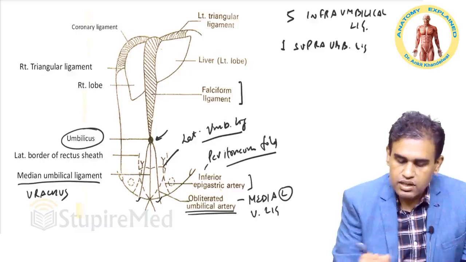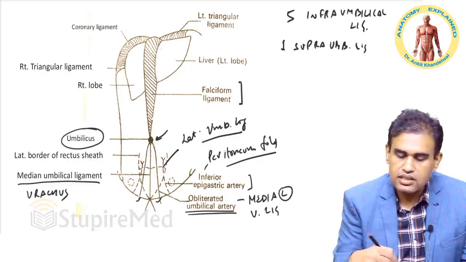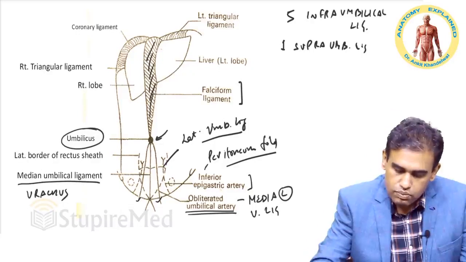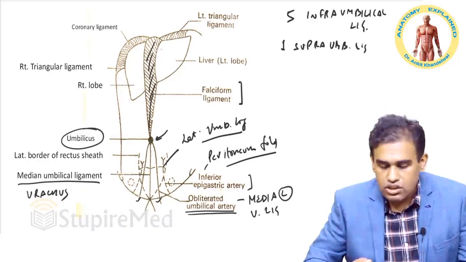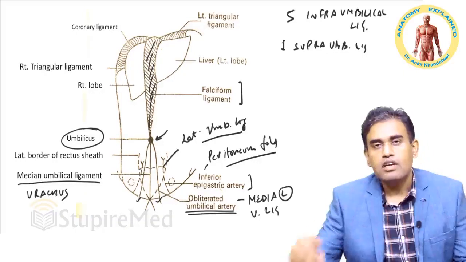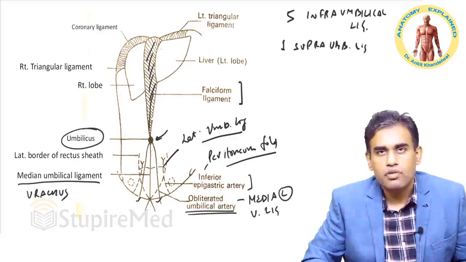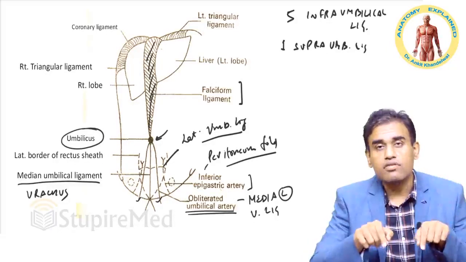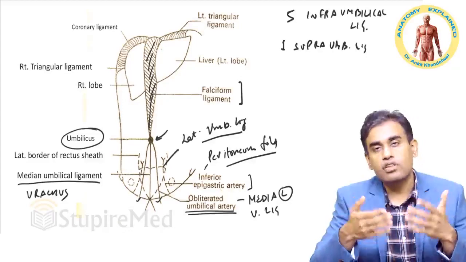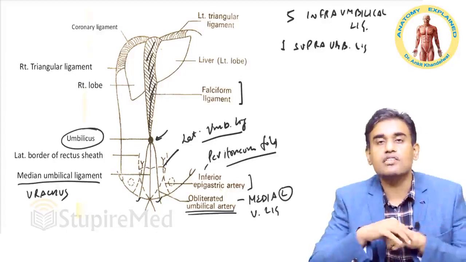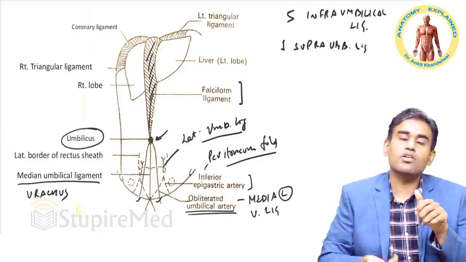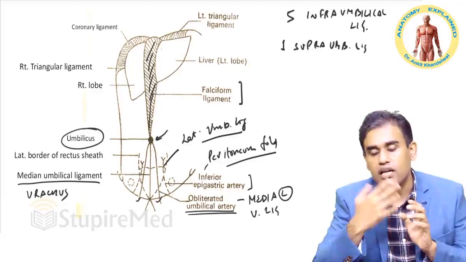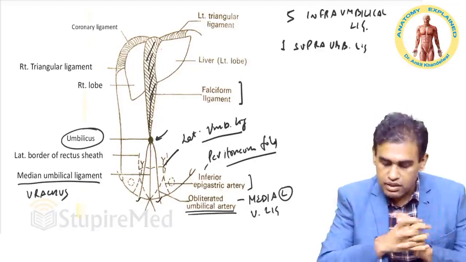That is your falciform ligament going from the umbilicus and attaching to the anterior surface of the liver. This is your one supraumbilical ligament. When do you see all these? When you have cut the abdominal wall and you reflect it, then this is what you see from inside, from the posterior surface of the abdominal wall. Then you see all these ligaments. 5 are going from below towards the umbilicus, and 1 is coming from above, the supraumbilical one.